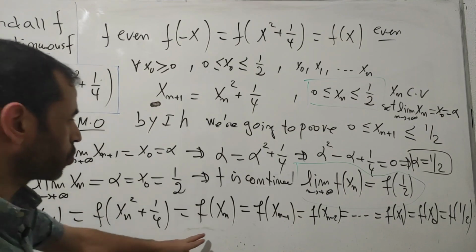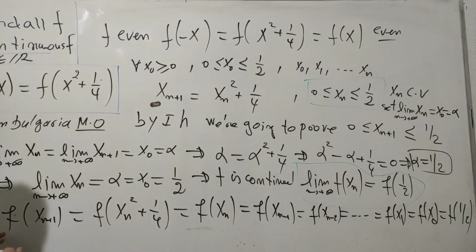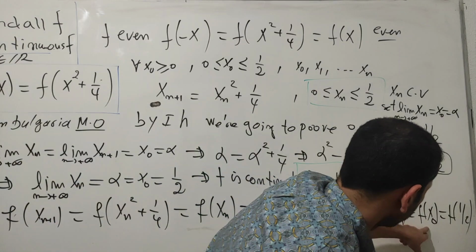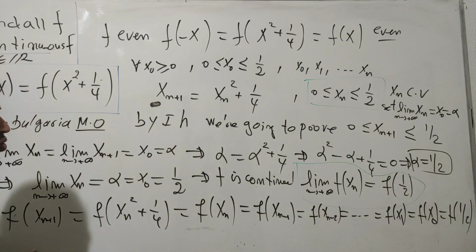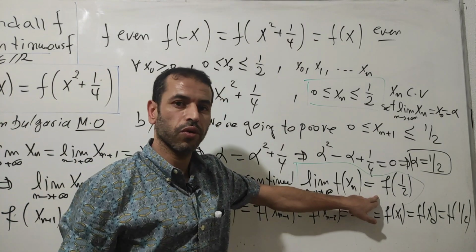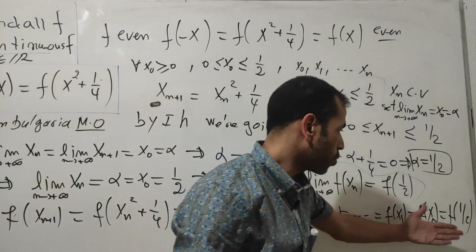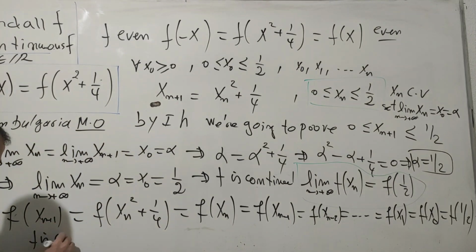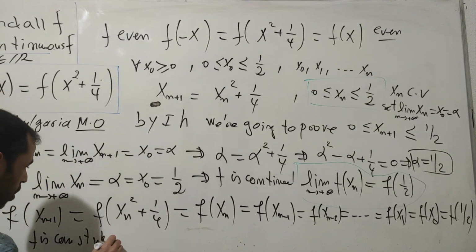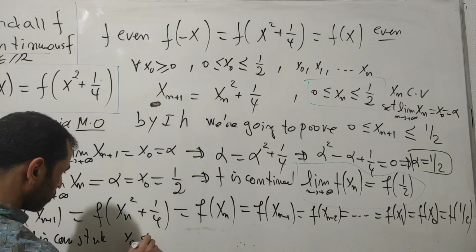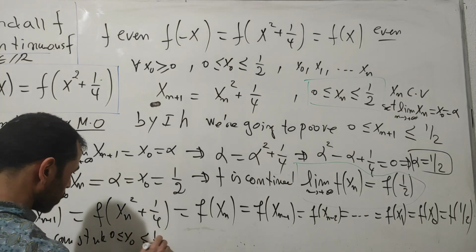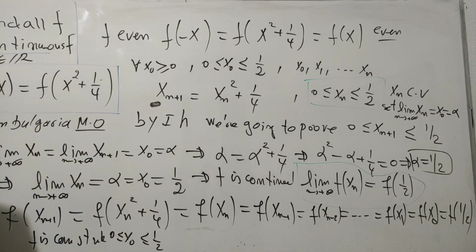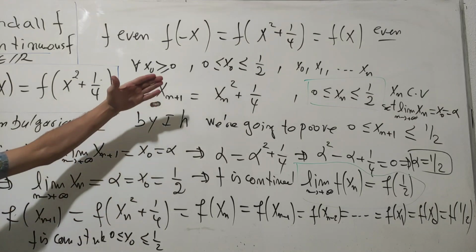By applying this recursion all the way down, we found a nice relationship between x sub n plus 1 and x0, which is half. Okay, which equals our limit here, half, which is constant. F is constant on this interval 0 and half. Now let's get rid of this one and move on to the next step.